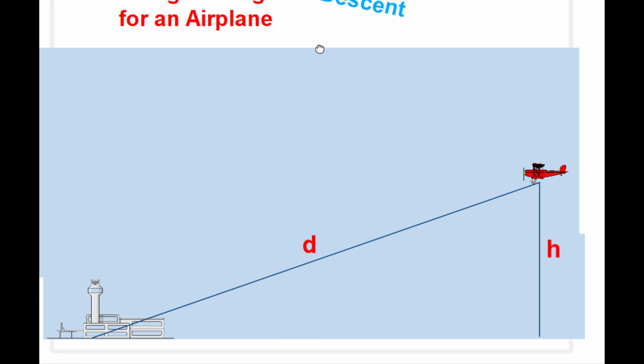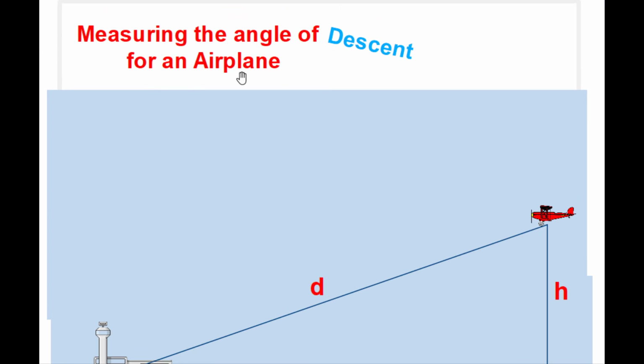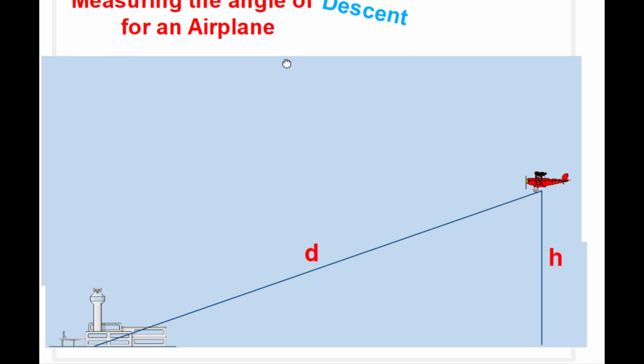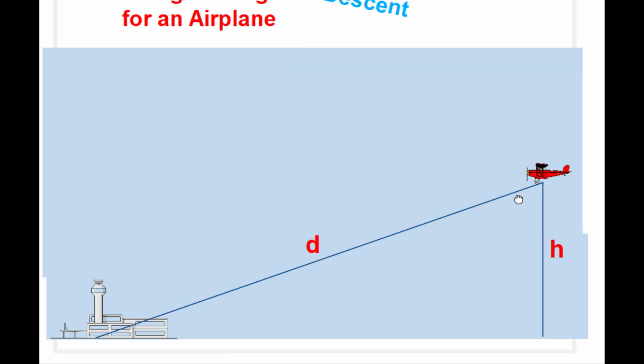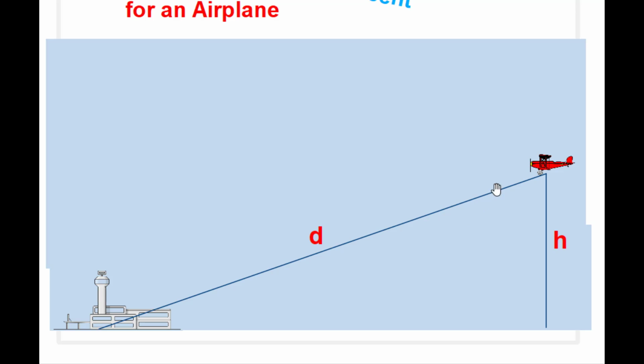Now let us see one more application, that is measuring the angle of descent of an airplane. The airplane is flying at a particular height and it has to land, so it will contact the control tower and tell its height. What should be the angle of descent? It must be calculated at what angle this airplane must descend so that it lands on this particular runway. Now this airplane knows its height.